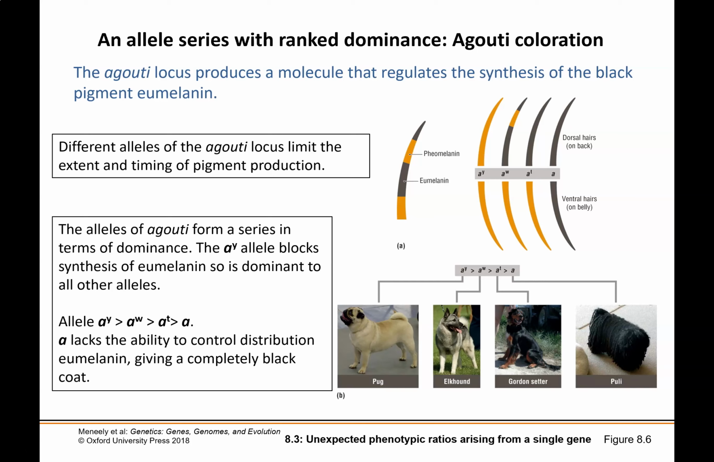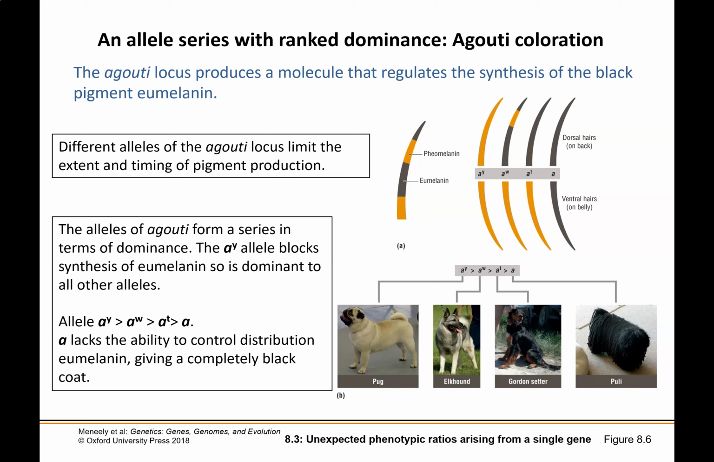You can see it's got black on the top and then yellow on the bottom. And then if you are fully recessive, you produce eumelanin at all times and in all places. You're a fully black dog. I skipped over the elk hound. Elk hounds and German shepherds are examples of animals that have the lighter color on the bottom and then sort of the banding pattern of the pheomelanin and the eumelanin on the top.